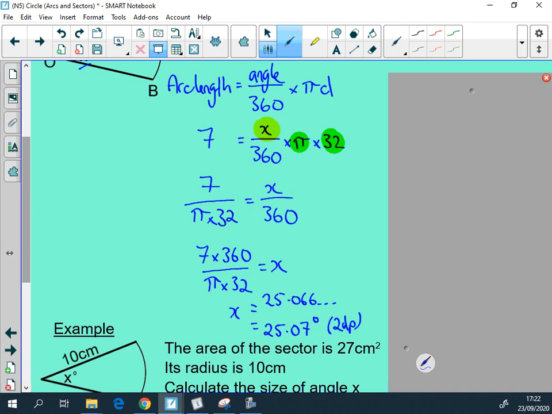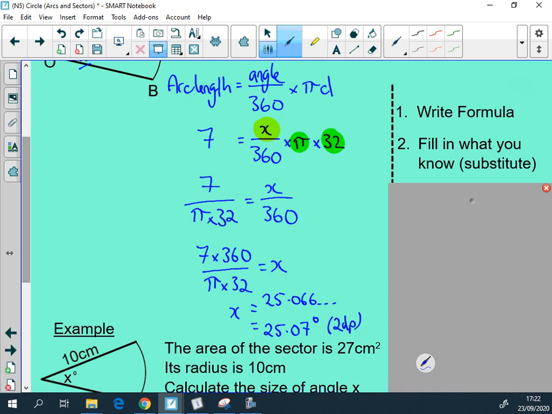So what I did was I wrote the formula down. I filled in what I knew. So look for as many values as you can. It should be the angle that's left over. And then I've solved that for x. Now let's try another one here.